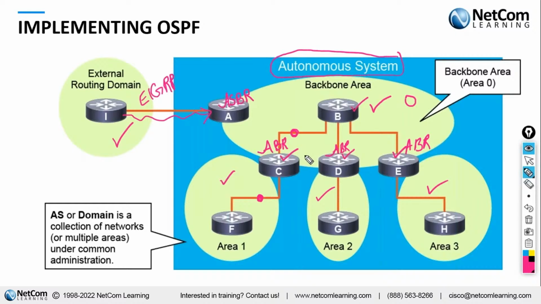If you really want to know what an autonomous system is, you are looking for the official definition. An autonomous system is a collection of networks, or in this case we have multiple areas like area 1, area 2, area 0, under common administration owned by your company. So we built this infrastructure first, and after that we really want to start our OSPF configurations.